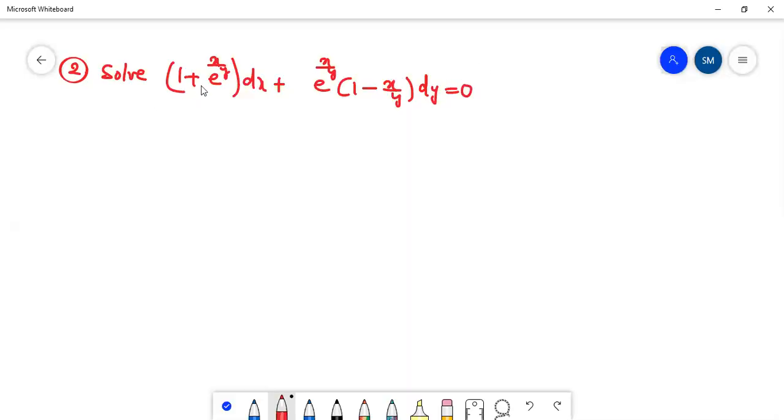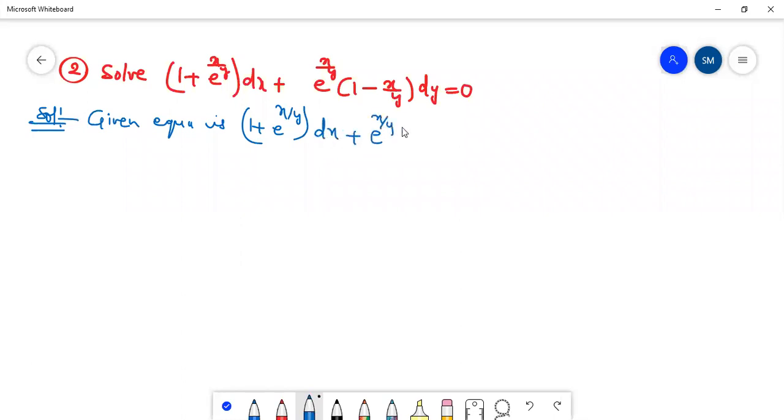The second one is (1 + e^(x/y)) dx + e^(x/y)(1 - x/y) dy = 0. Now, we can take the given equation in the form of M dx + N dy. The given equation is (1 + e^(x/y)) dx + e^(x/y)(1 - x/y) dy = 0. Let it be equation 1.